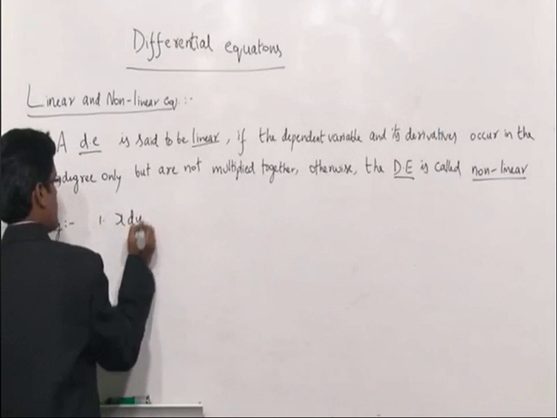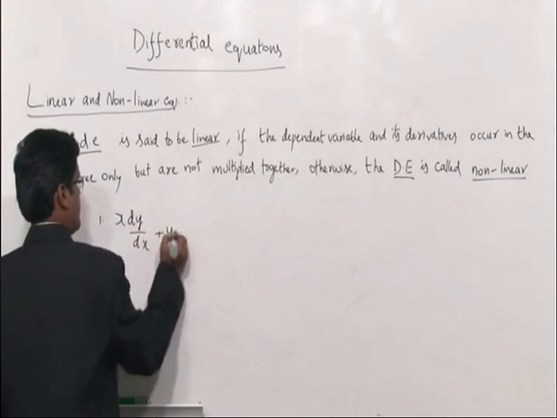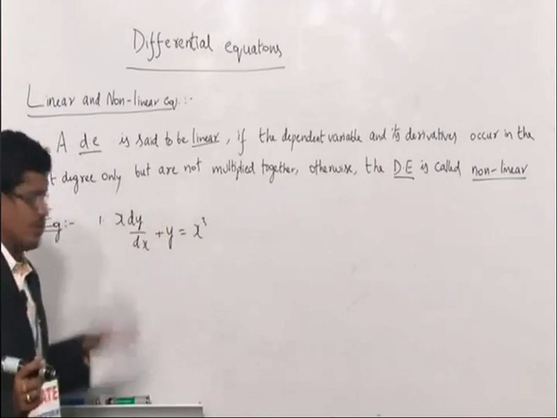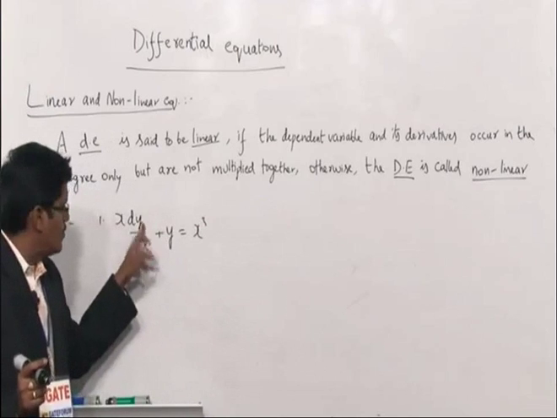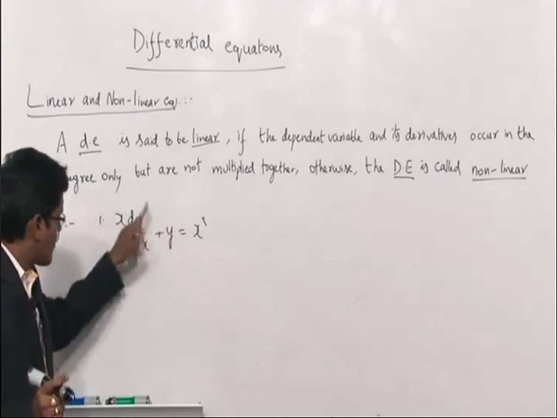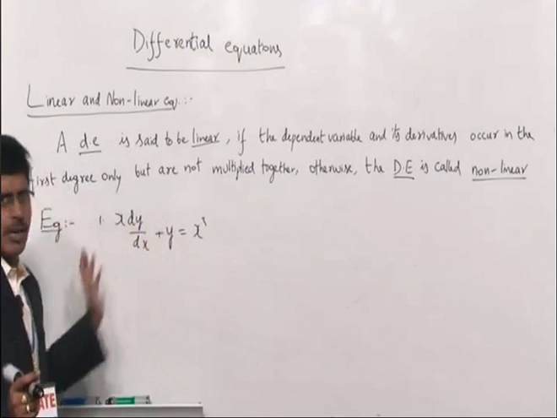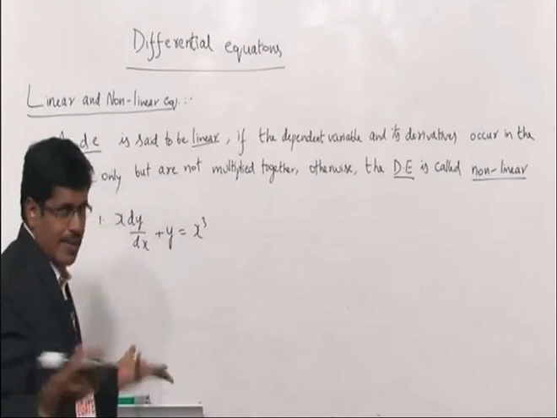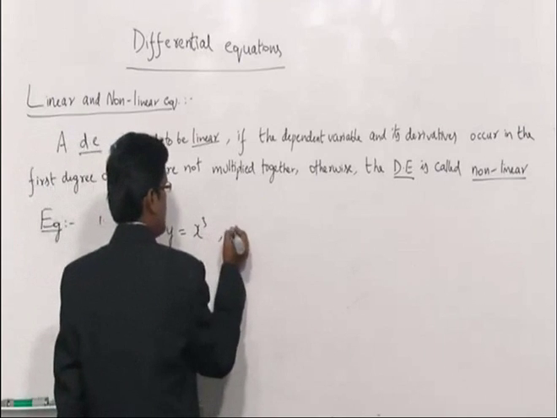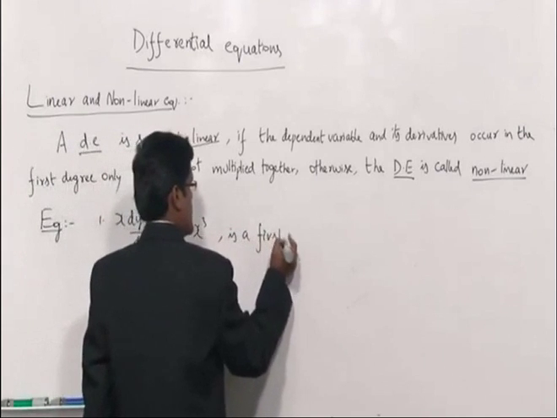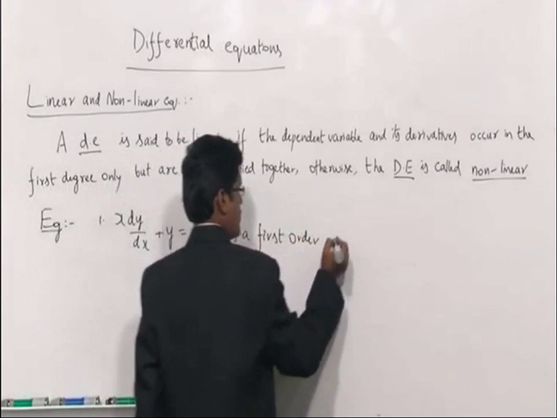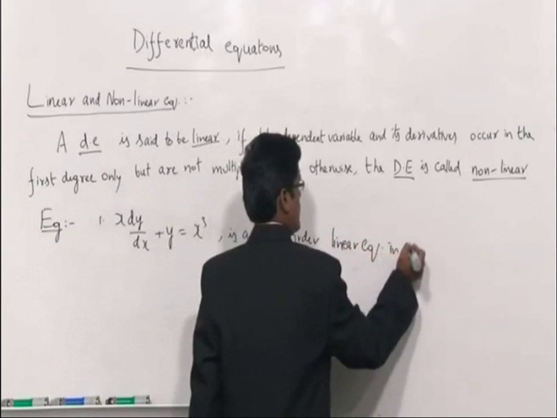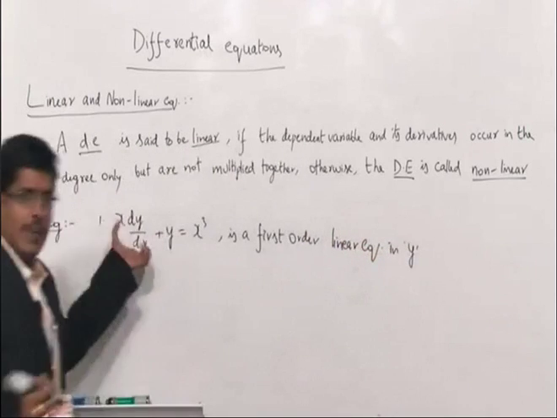x dy by dx plus y is equal to x cube. Now here, first derivative, y is the dependent variable, the power of y is 1, the power of the first derivative is 1, and these two are not multiplied. Other terms are x and x cube, they are independent terms. So it is a first order linear equation in which variable? In y, because y is the dependent variable.